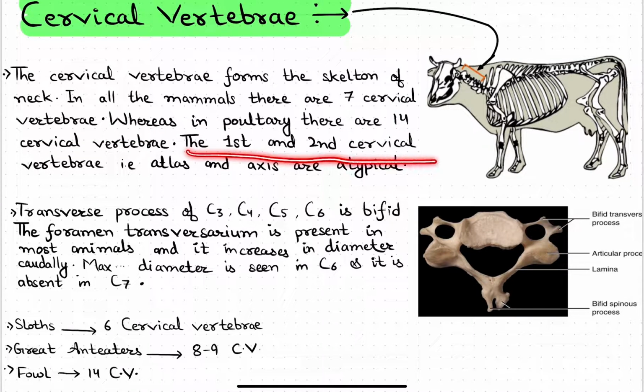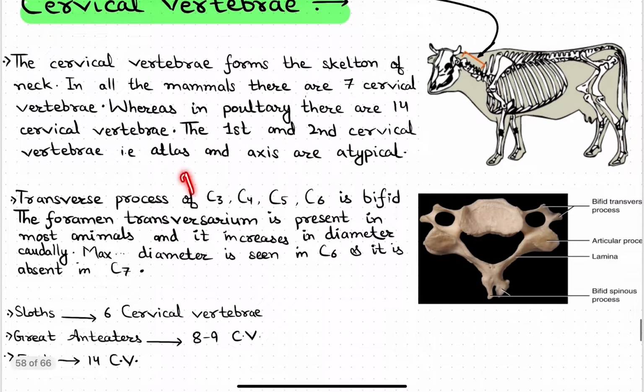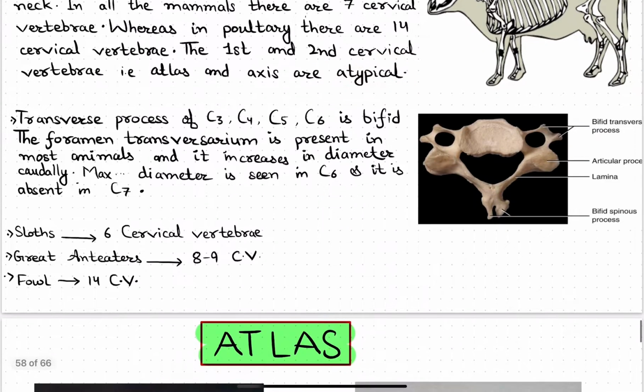The first and second cervical vertebrae are the atlas and axis, which are atypical. Among these 7 cervical vertebrae, two vertebrae are made in such a way that they lack the typical features, that is, they don't have the typical body, neural arch and processes. They have a different structure from these three things, so that's why they are known as atypical.